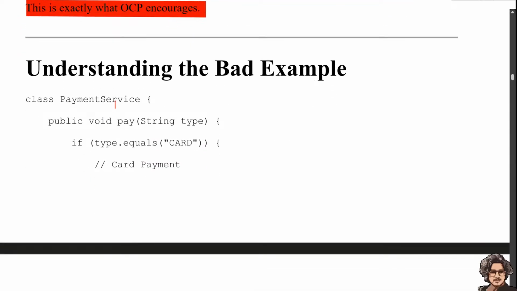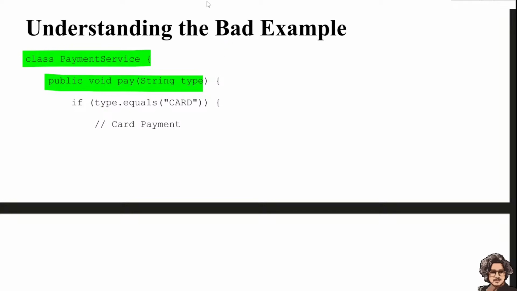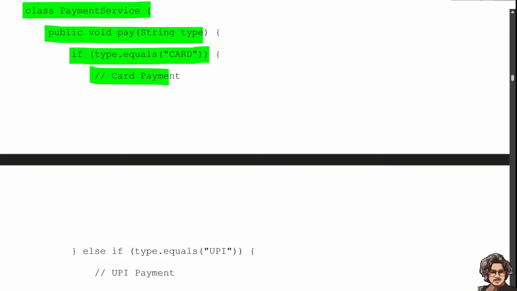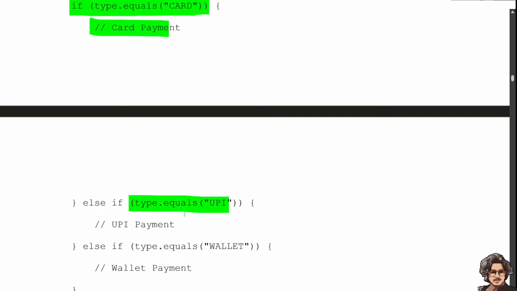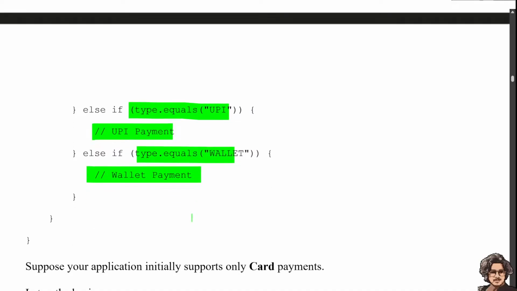Let's understand this with a bad example. We have a class called PaymentService, and in this class we write public void pay(String type). This is a bad example. If type is equal to card, in that case we use card payment. Else if type is equal to UPI, we use UPI payment. If type is equal to wallet, we use wallet.